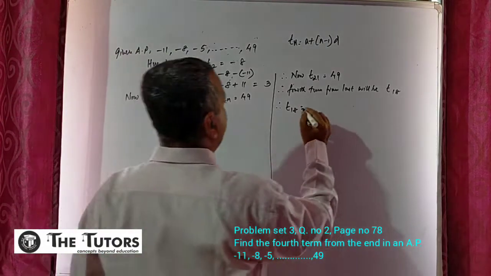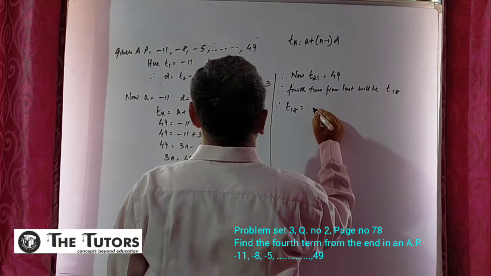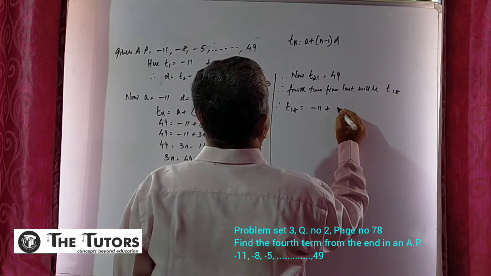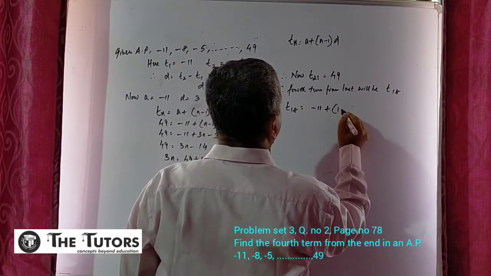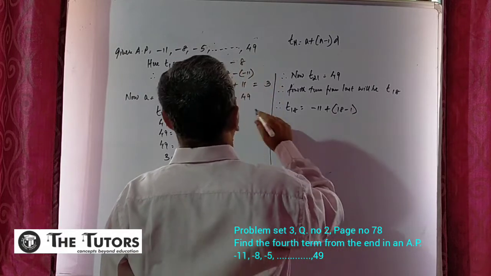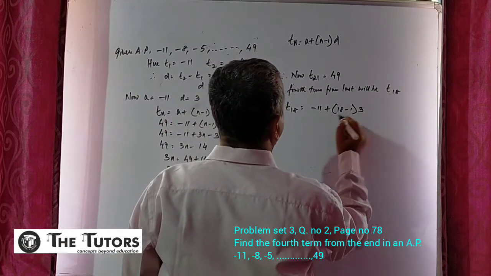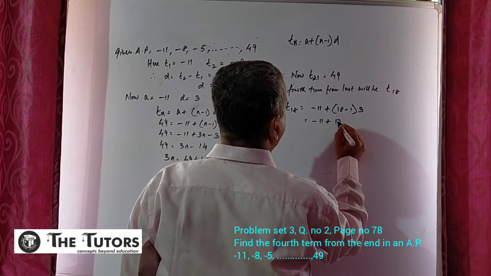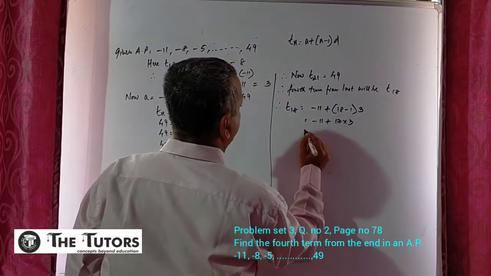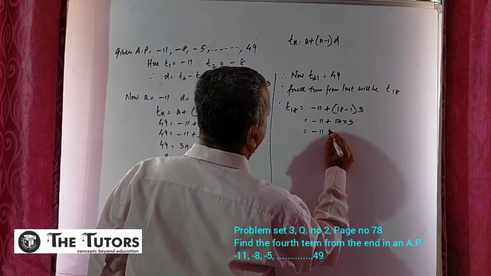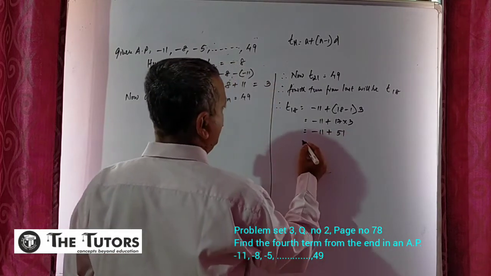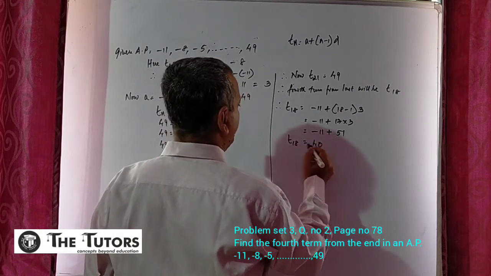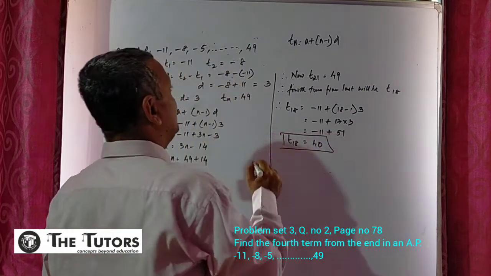So T18 is equal to a, which is minus 11, plus (18 minus 1), the common difference is 3. Minus 11 plus 17 into 3, this is equal to minus 11 plus 51. This will give you T18 as 40. Therefore the 18th term will be 40.